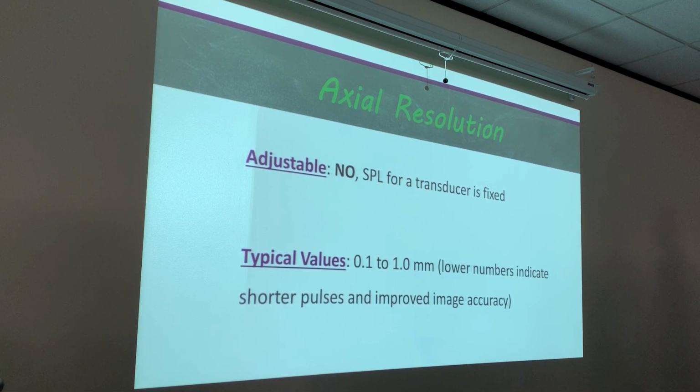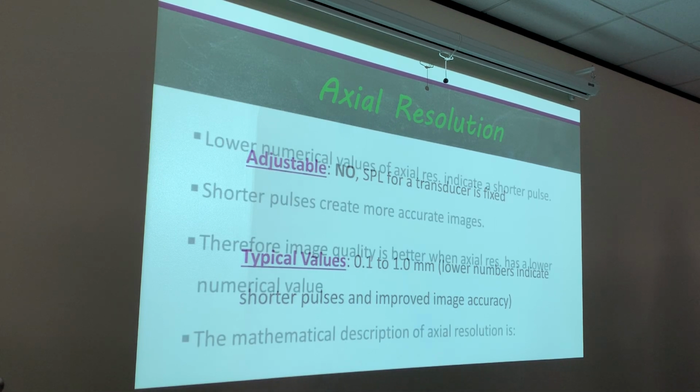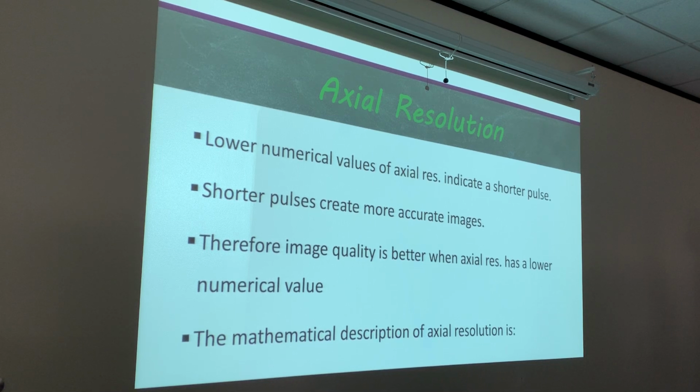All right? Our typical values are going to be from 0.1 to 1 millimeters. Lower numbers indicate shorter pulses and improved image accuracy. The lower the number, the better the axial resolution. That's all that's saying. So a typical value of 0.1 millimeters is going to have better axial resolution than 1 millimeter. Again, guys, lower numerical values of axial resolution indicate shorter pulses.